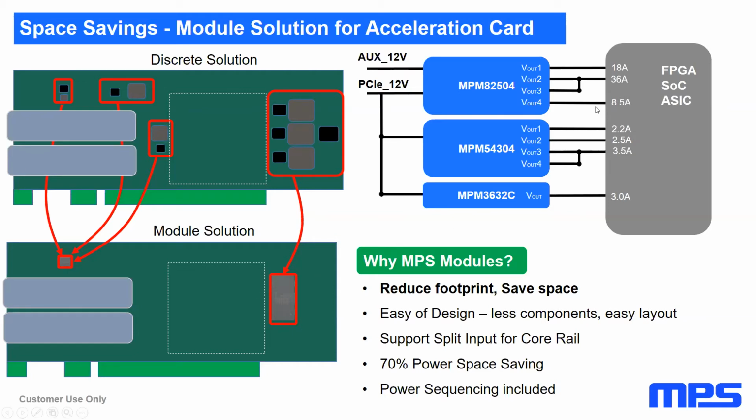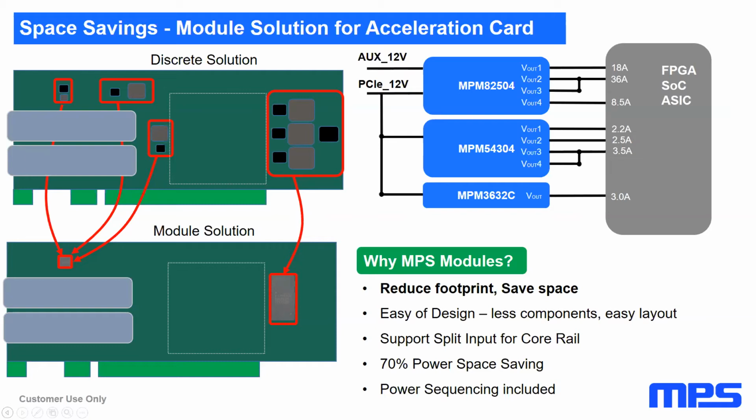Looking at a general design of, say, a generic device on the core rail, typically you can have several up to a dozen or more rails. Just showing here, with our multi-output devices, we're able to consolidate those all down to really reduce the footprint size. And this makes it so that any designer can, one, reduce their total BOM.